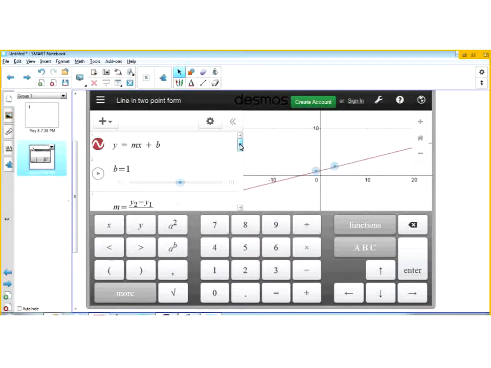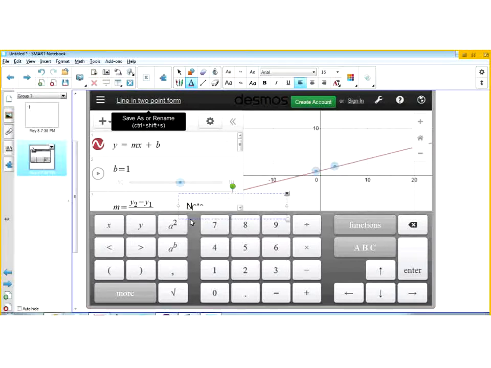Okay, so here's our slope-intercept form, and if we note that in this case the equation of the line is built on the slope as well as the y-coordinate of the y-intercept. Now, I want to make a note here. Let's put in a text box.